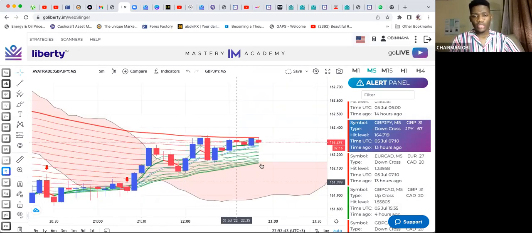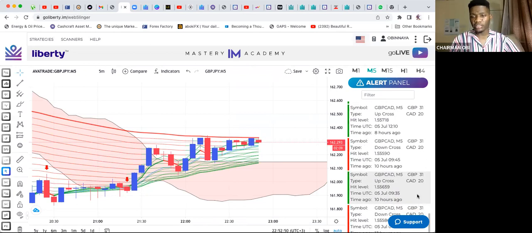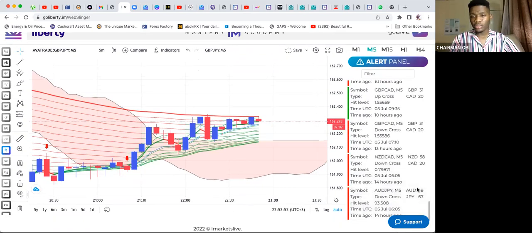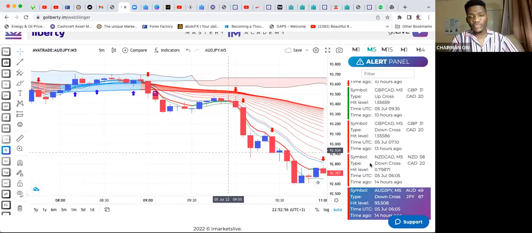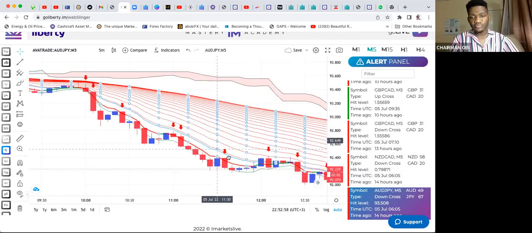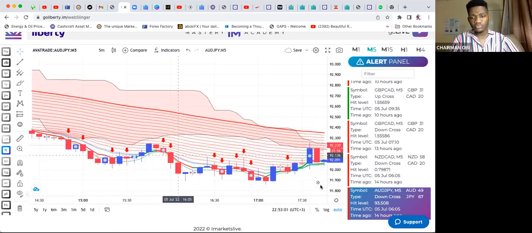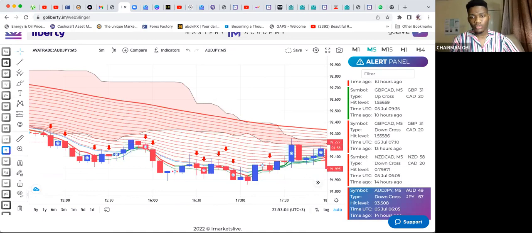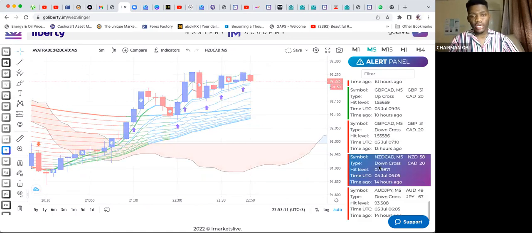What is happening? This is wrong as well. I need a working market. So let's try AUD JPY. Why is green showing up everywhere? Okay, this is nice, but this is wrong as well. Okay, so guys, but let me begin. All right, let me try NZD CAD as well.